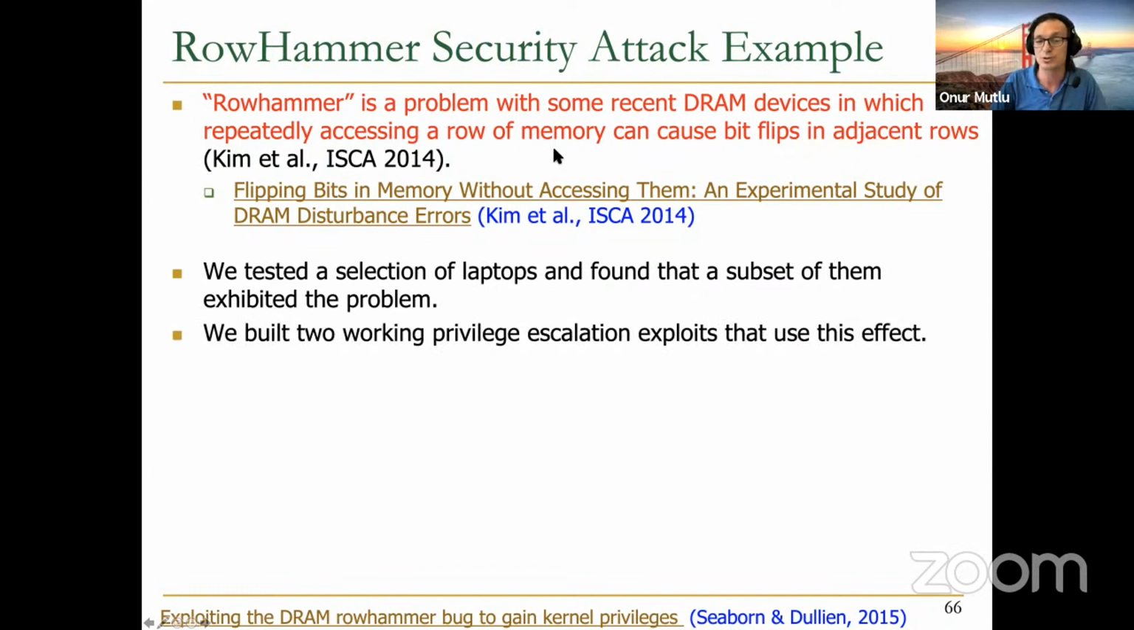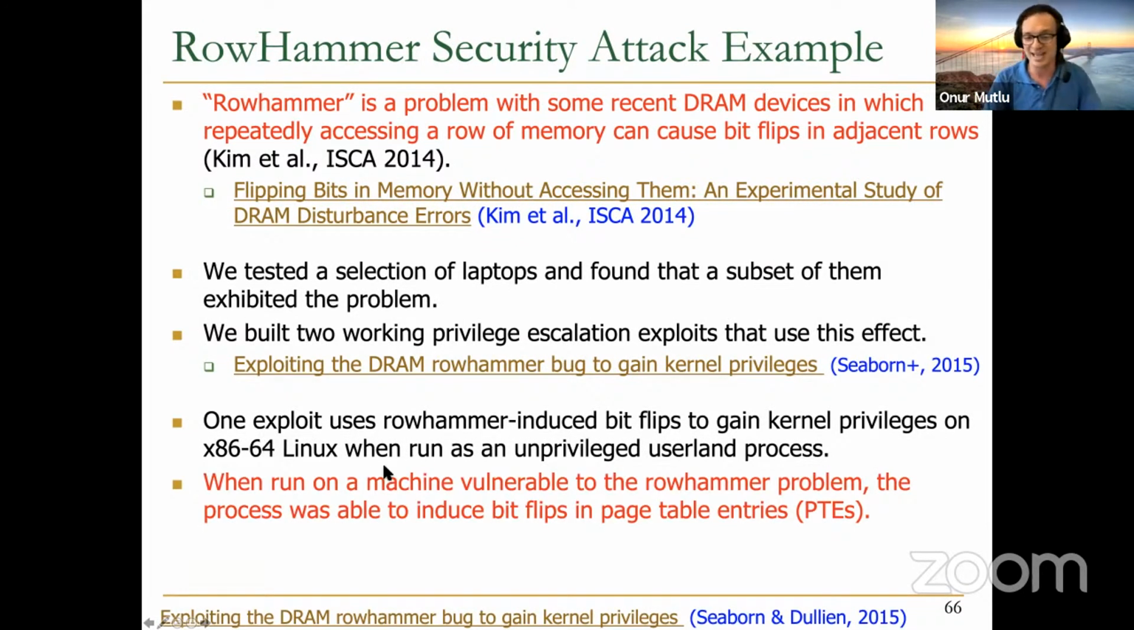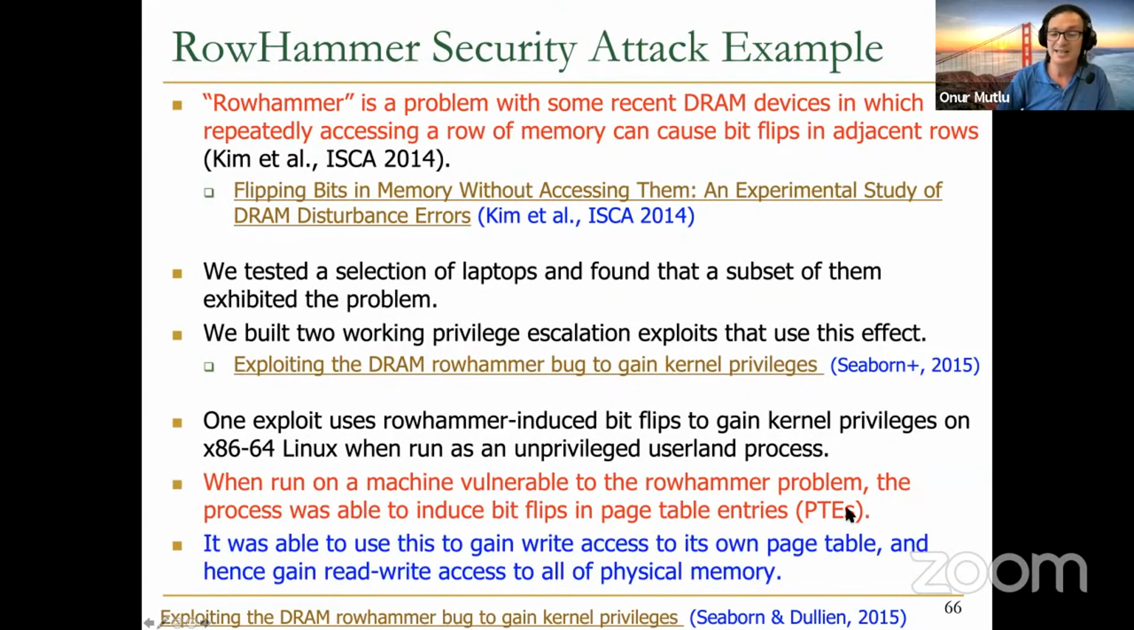And they built two kinds of attacks. One of them was very interesting, as I said. As an unprivileged user-level process, you basically can escalate privilege. You can gain kernel privileges on x86 for Linux. Maybe you didn't appreciate it at the time, but right now you can. On a machine vulnerable to the RowHammer problem, the user-level process induces bit flips in page table entries, and it can gain write access to its own page table.